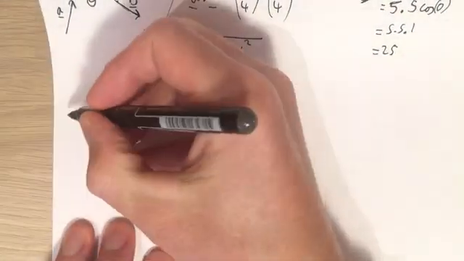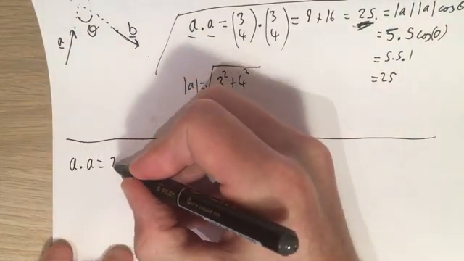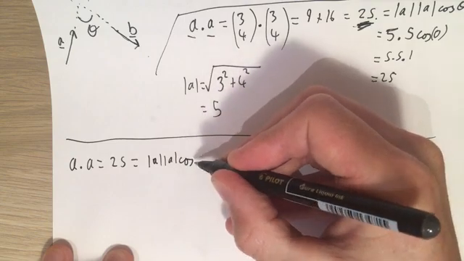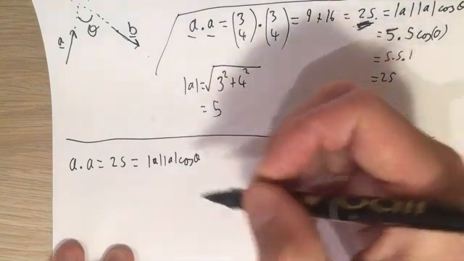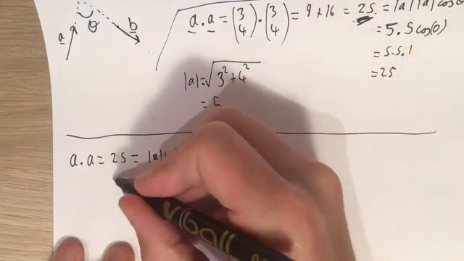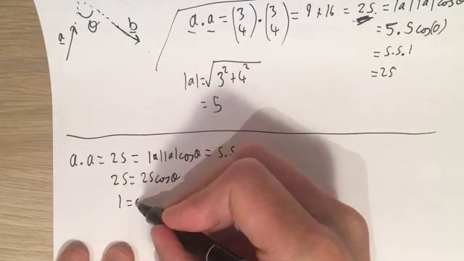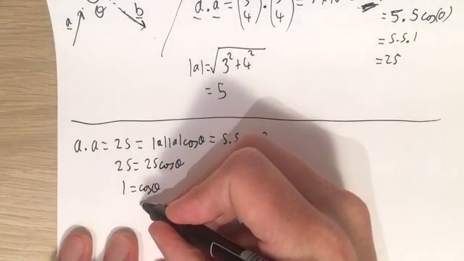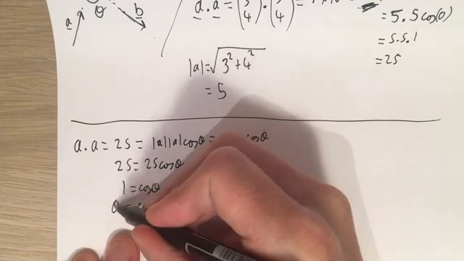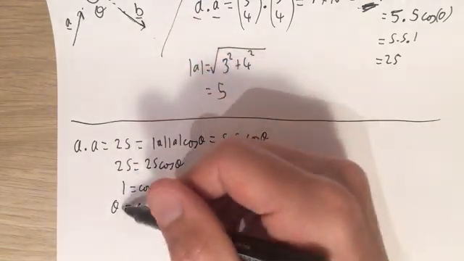So, for example, what is the angle between A and A? Well, we know that A dot A equals 25 equals mod A mod A cos of the angle between them. We worked all this out, which is 5 times 5 times cos theta. And if we have 25 equals 25 cos theta, we can divide by 25 and get 1 equals cos theta. And we can do our inverse cosine of 1 to find out that theta is going to be inverse cosine of 1, which is in fact 0. So the angle between A and A is 0.